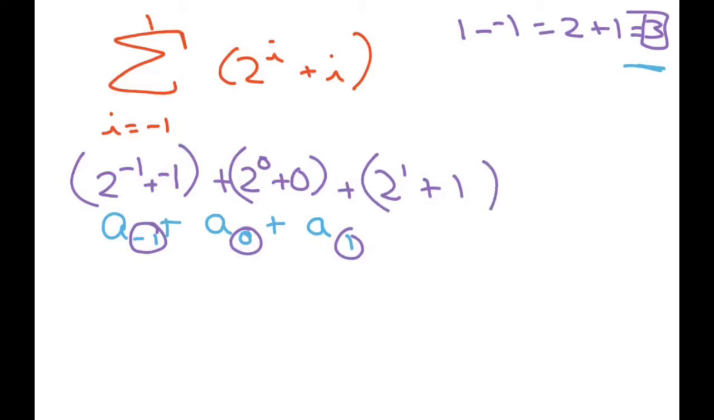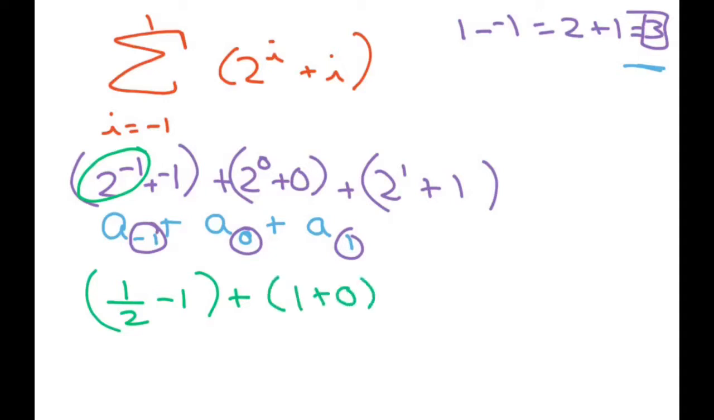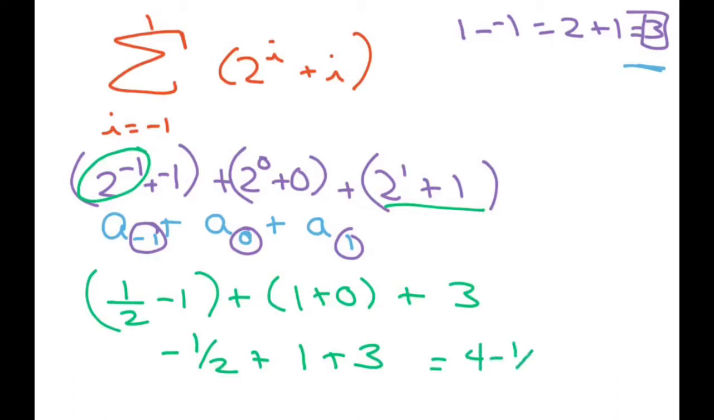All right, now simplifying this, 2 to the negative 1 is 1/2, so that's 1/2 minus 1, plus 2 to the 0 is 1, so that's 1 plus 0, and then this one, 2 plus 1 is 3. So 1/2 minus 1 is negative 1/2, plus 1 plus 3, so basically we have 4 minus 1/2, and 4 minus 1 1/2 is 3 and 1/2.